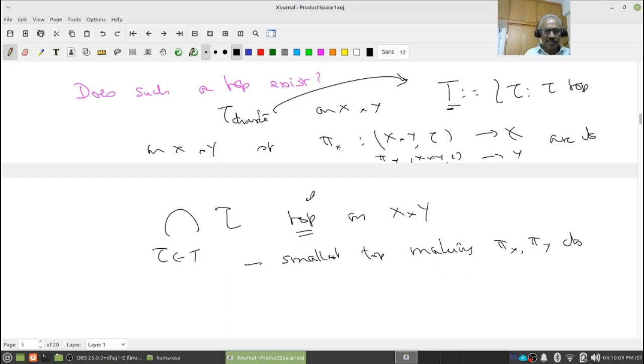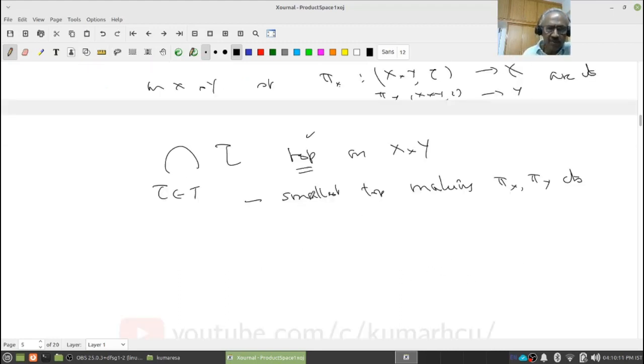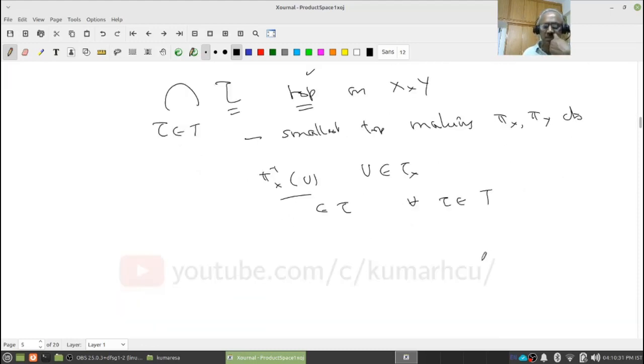Okay, its topology is clear, and why is it the smallest? It makes pi x and pi y continuous. Why? That's very clear, because if you give me any u in tau x, then pi x inverse of u belongs to each and every tau. It belongs to tau for every tau in T. Therefore, pi x inverse of u belongs to this.